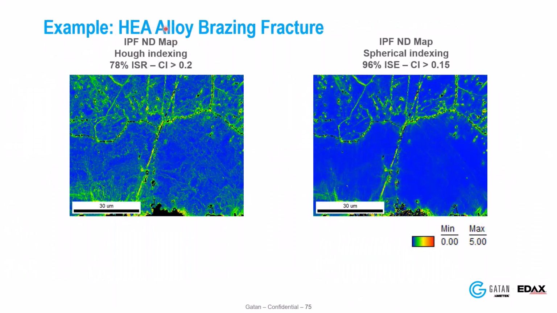So coming back to our high entropy alloy sample, this is the CAM with standard Hough. This is the CAM after refinement. And so you can see a lot of this noise has gone away within the grain. Ignore these success rates. I think those were just copy and pastes.